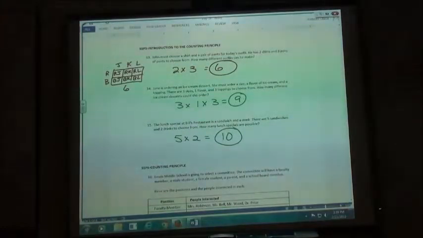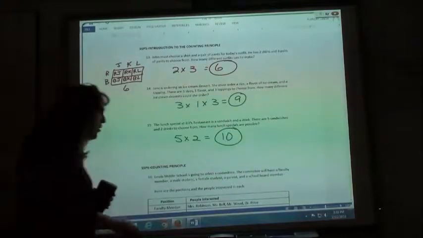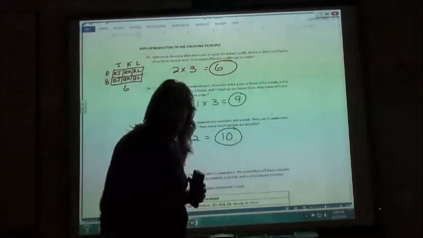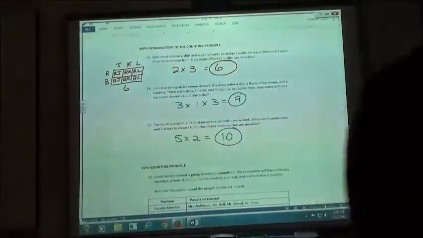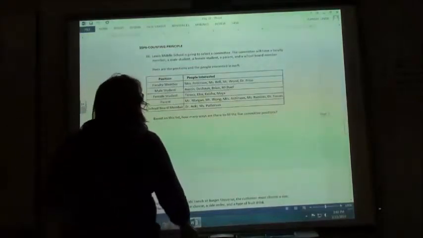So, counting principle: I take the number of ways from each choice, I multiply them together, and that tells me the total number of ways I could do it. So 16, 17, and 18 really are the same thing. I'm using my counting principle.